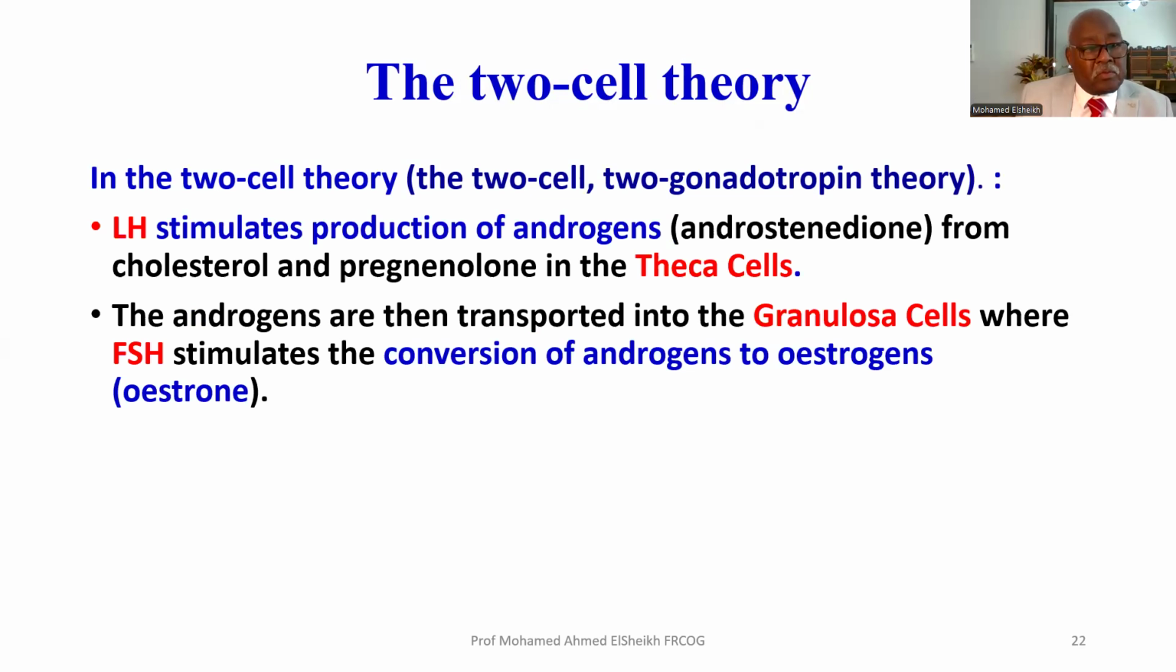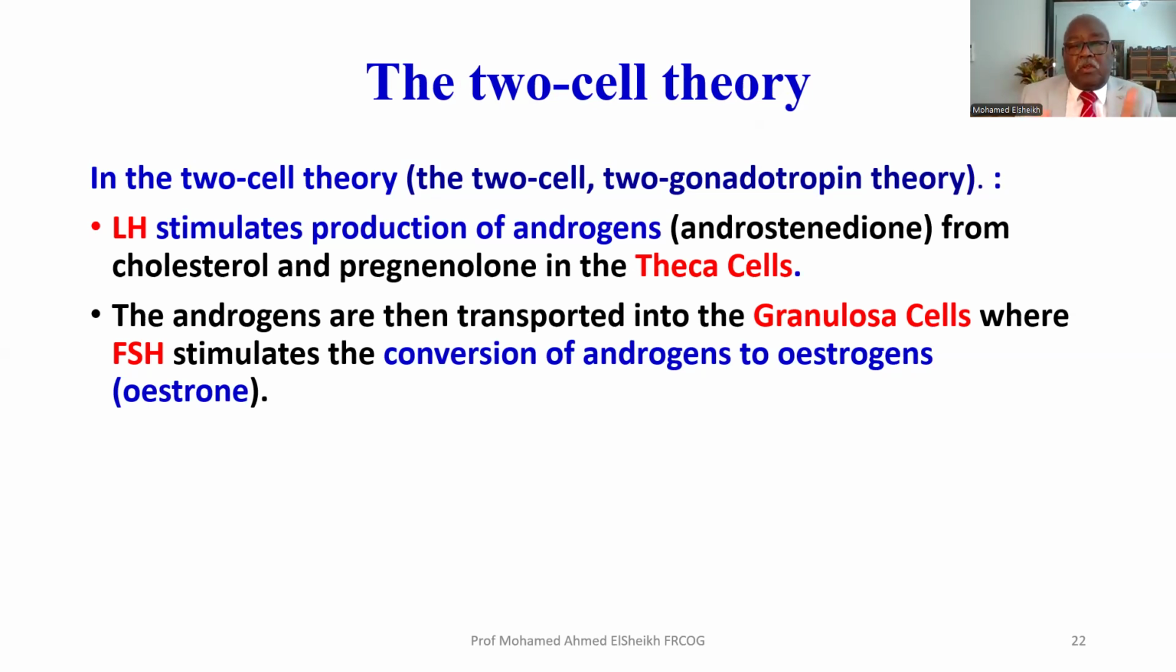What is in that? It means that the LH stimulates production of androgens, androstenedione, from the cholesterol and pregnenolone in the theca cells. So LH leads to production of these androgens. These androgens produced from the theca cell are then transported into the granulosa cell, where FSH stimulates the conversion of androgens to estrogen.